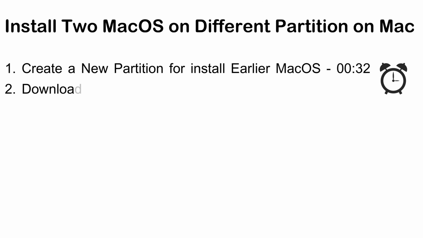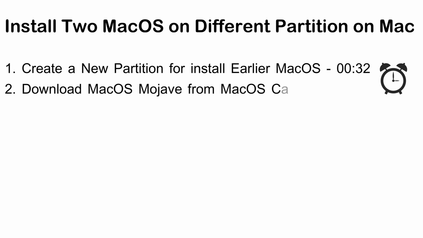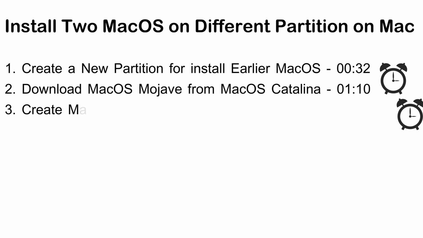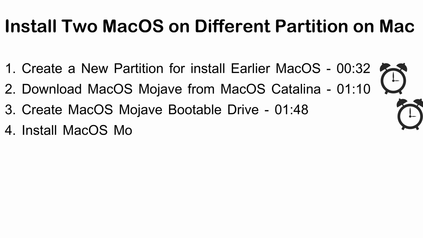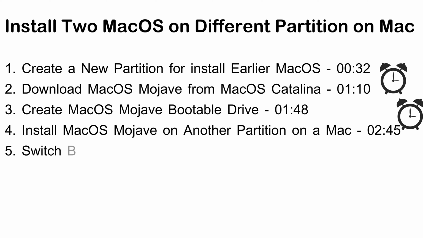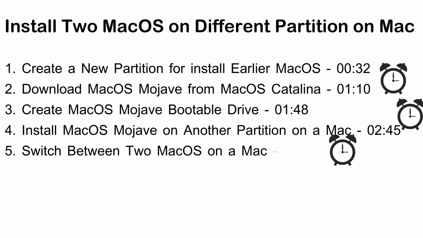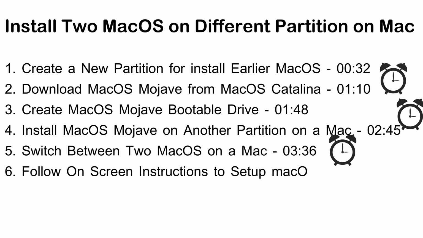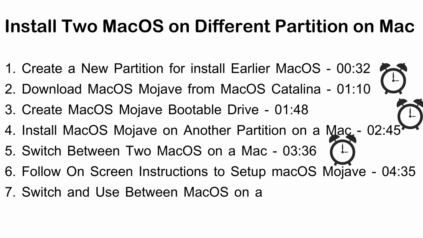Learn the tips below. First is create a new partition to install another macOS. Second is download macOS Mojave from macOS Catalina. Third is create a macOS Mojave bootable drive. Fourth is install macOS Mojave on another partition on a Mac. Fifth is switch between two macOS on a Mac. Sixth, follow the on-screen instructions to set up macOS Mojave. Seventh is switch and use between macOS on a Mac.